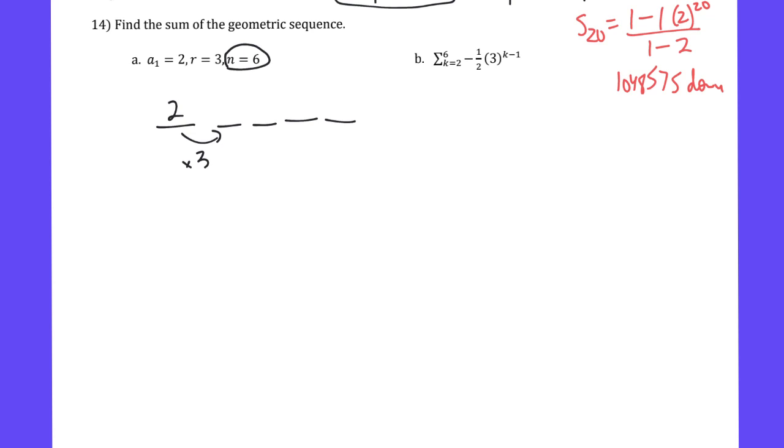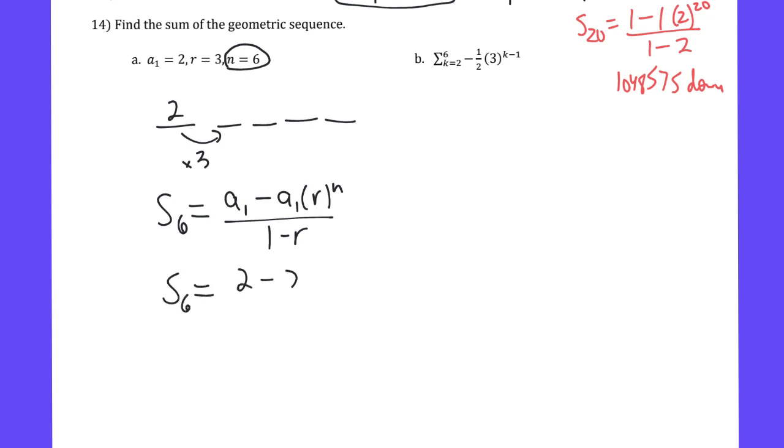But in this question, we're working pretty straightforward. If we want to find the sum of the first 6 terms, and I know the first term and the common ratio, we can use the first equation: a sub 1 minus a sub 1 times r to the n over 1 minus r. So the sum of the first 6 terms equals 2 minus 2 times 3 to the 6th, over 1 minus the ratio, which is 3. And again, if your ratio is negative, it will become minus a negative in the denominator.